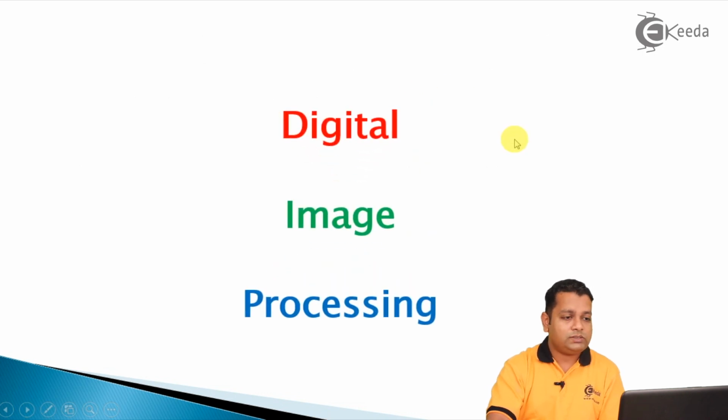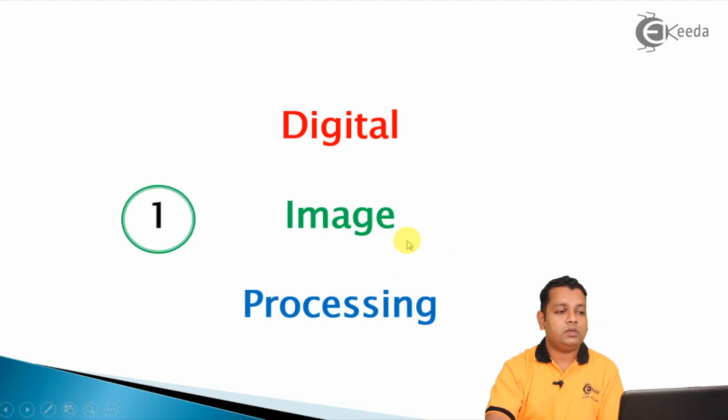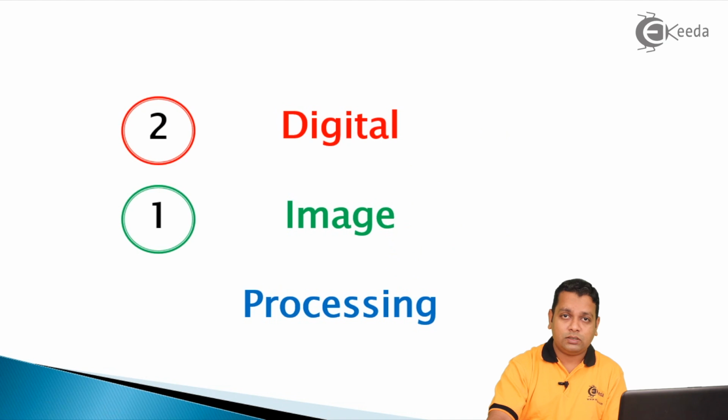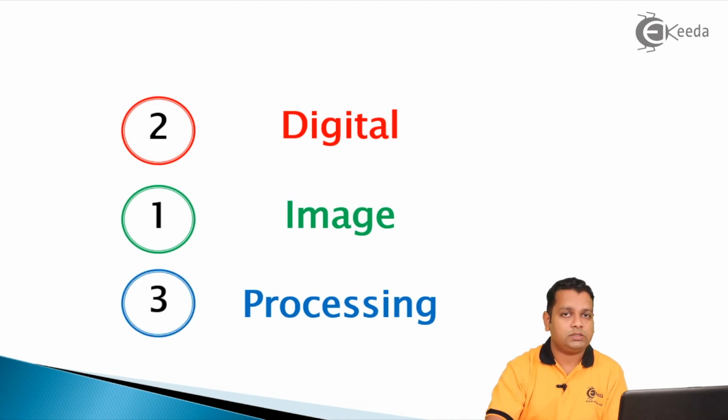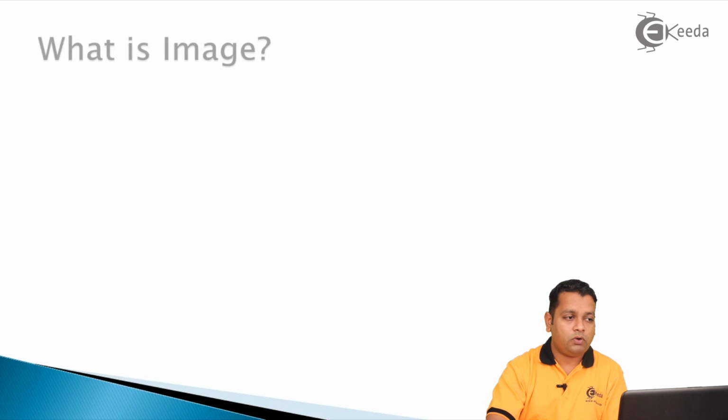Further, we shall see the three terms of the subject, that is digital image processing. Out of these three terms, we first of all begin with the middle term, that is what exactly the image is. Then we shall see what exactly the digital image is, and then lastly we shall see digital image processing. So very first of all, the question is, what is an image?